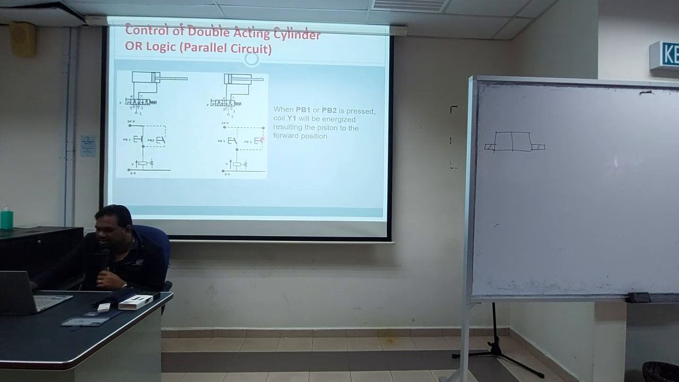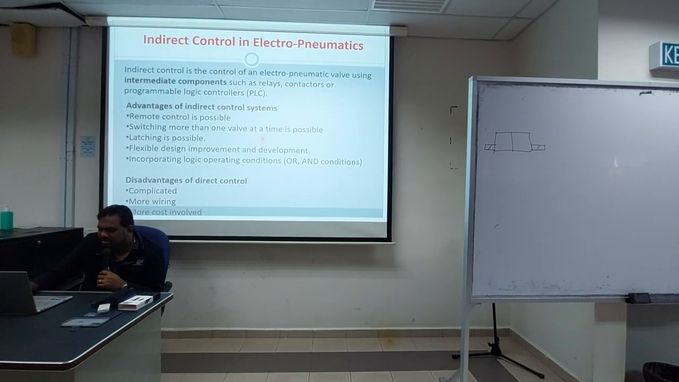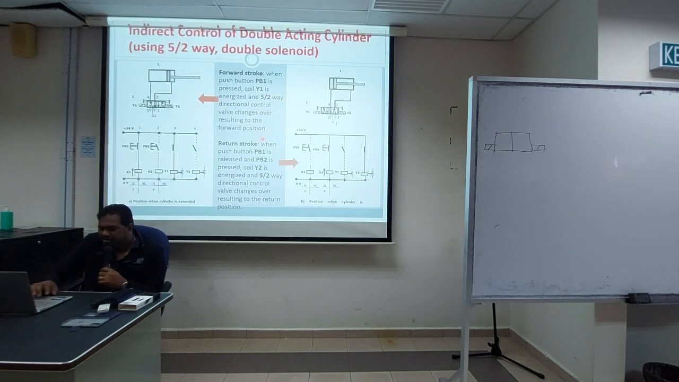So try to imagine lah. So this thing. Okay, so all these are direct. So this is indirect. Okay, so indirect, boleh tengok. So you tekan push button, dia akan energize K1, coil 1. So coil 1 ada kat mana?